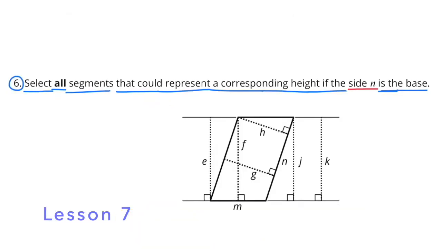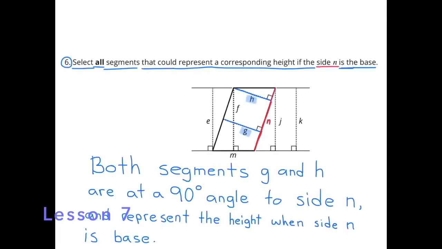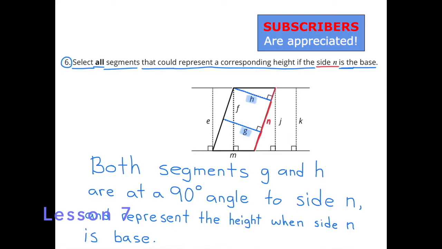Number 6. Select all segments that could represent a corresponding height if side n is the base. In order to find the height, we need to find side lengths that are at a 90-degree angle compared to side n. I've drawn side n in red, and both segments G and H are at 90-degree angles to side n and represent the height when side n is base.